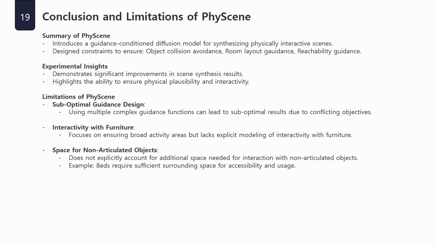Moreover, beyond articulated objects, the model does not explicitly account for the need for sufficient space during furniture arrangement, depending on its purpose. For instance, a bed is not an articulated object, but adequate space must be provided around it for accessibility and use, such as lying down.